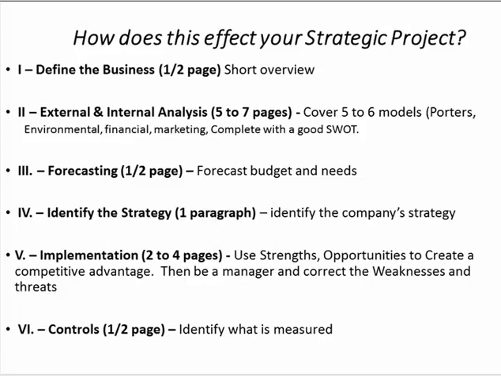So 5 to 7 pages of the analysis, forecasting is about a half page, identifying the strategy, maybe just a paragraph. Implementation: take your strengths and opportunities that you came up with in the analysis and talk about how you'd create a competitive advantage. And then be a manager and correct the weaknesses and threats. And then wrap it up with just a half page about the controls, and you've got a good paper.